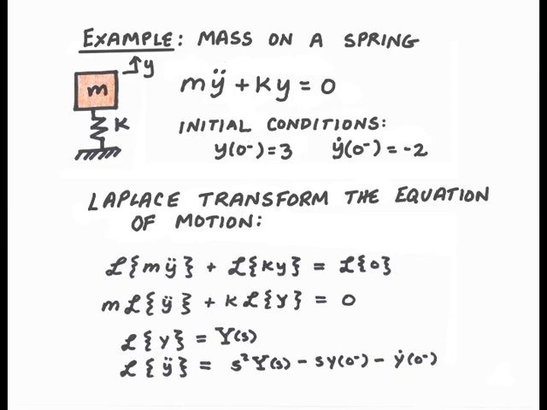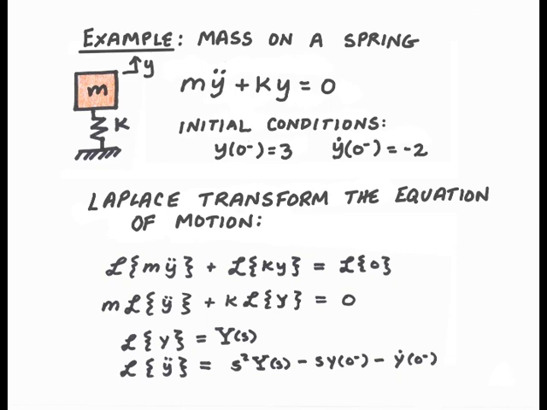We'll Laplace transform the differential equation. We take the Laplace transform of m y double dot plus the Laplace transform of ky equals the Laplace transform of 0. Well, the Laplace transform of 0 is obviously 0. And on the left-hand side, we've used the linearity property of the Laplace transform to break it up into terms. We can pull the m and the k out of the Laplace transforms, and we'll get the second line, m times Laplace transform of y double dot plus k times Laplace transform of y equals 0.